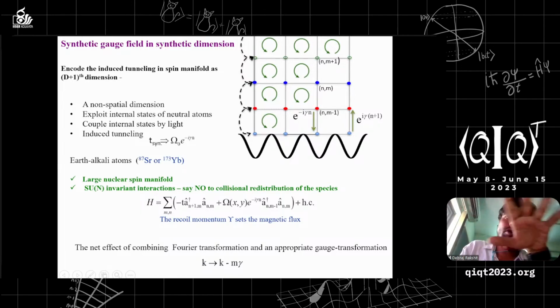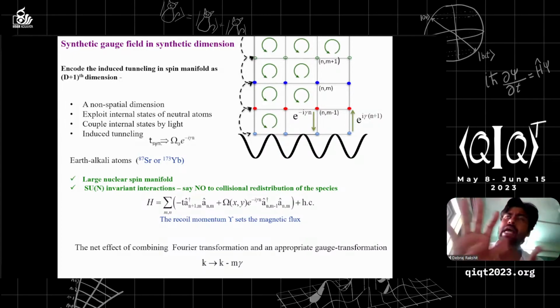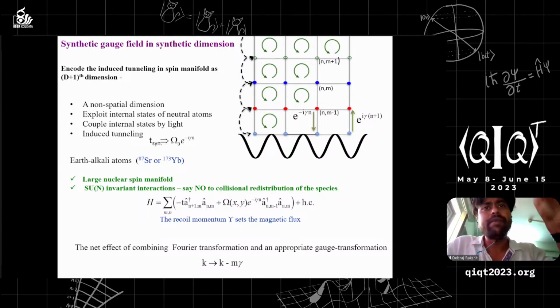So you can do these sort of things with alkali atoms, which means many of the alkali atoms have a large nuclear spin manifold, and you can couple them by light. For example, you can do experiments with strontium or terbium. I think strontium has I equal to 9/2 or something like that. So there are so many levels you get.